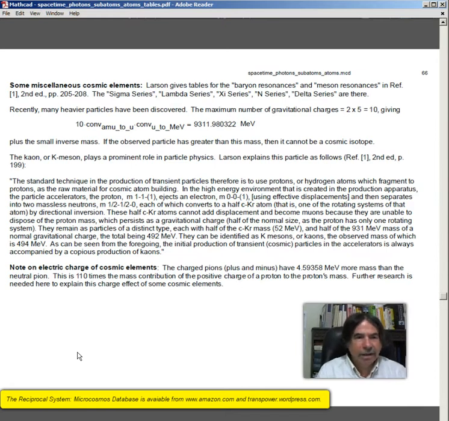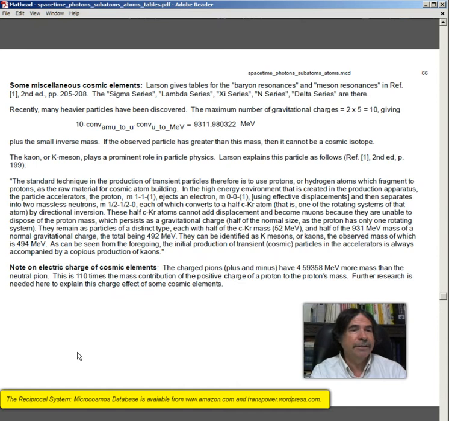Some miscellaneous cosmic elements. Larson gives tables for the baryon resonances and meson resonances in reference 1, second edition, pages 205-208. The sigma series, lambda series, Xi series, N series, and delta series are there. Recently, many heavier particles have been discovered. The maximum number of gravitational charges equals 2 times 5 equals 10, giving 9,311.980322 MeV, plus the small inverse mass. If the observed particle is greater than this mass, then it cannot be a cosmic isotope.